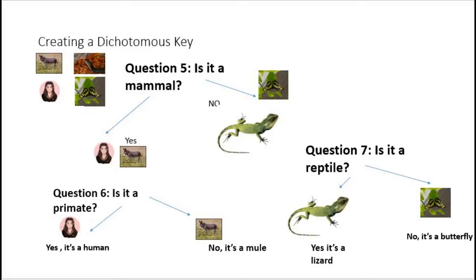Okay, I'm going to start on the yes side. So of the human and the mule, question 6 will say, is it a primate? Well, yes, a human is a primate, and no, a mule is not a primate. So go back over to the no side now, question 7 of my butterfly and my lizard, and I can narrow them down into 2 categories by saying, is it a reptile? Yes, a lizard is a reptile, or no, it's a butterfly.